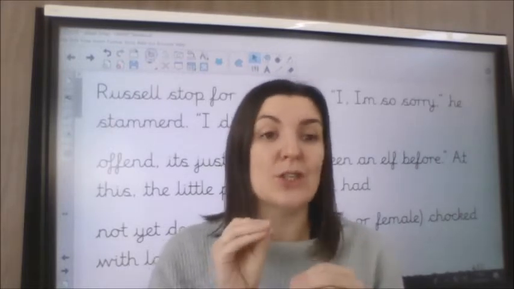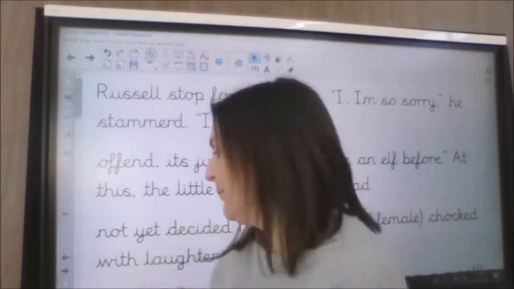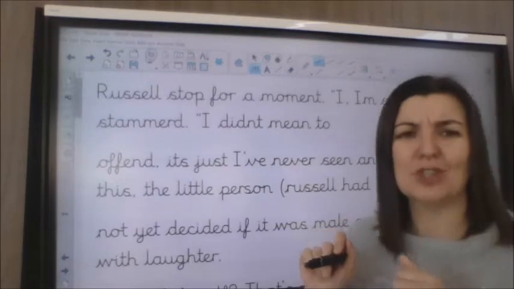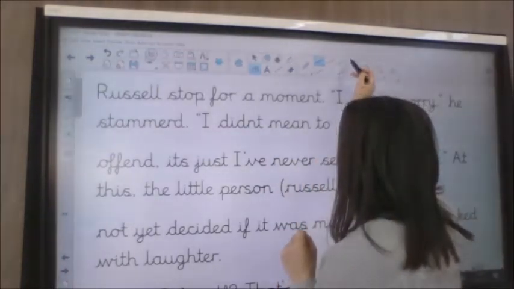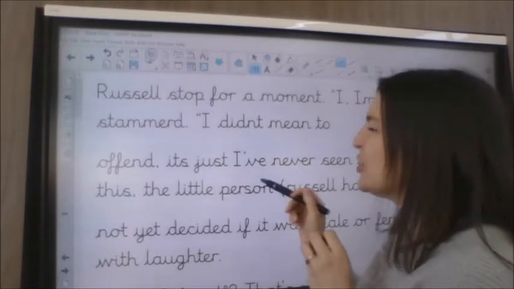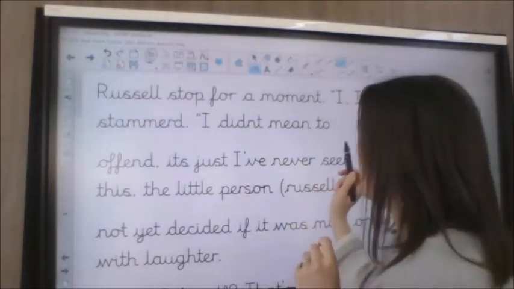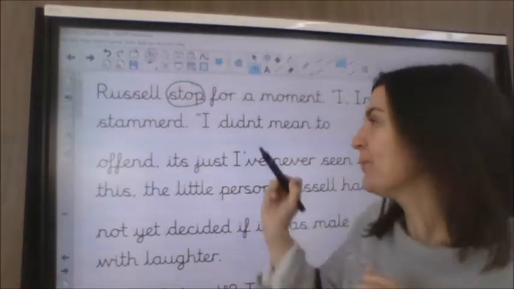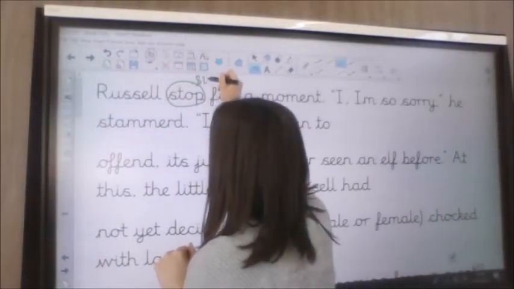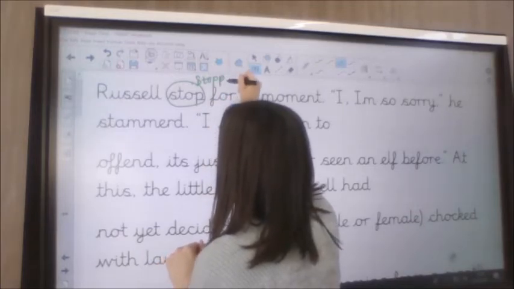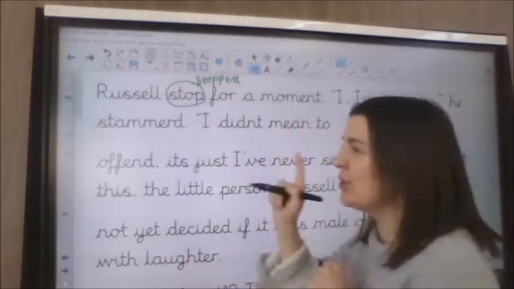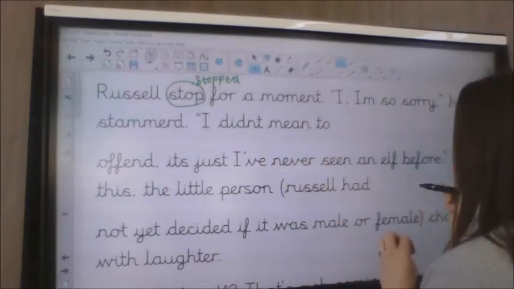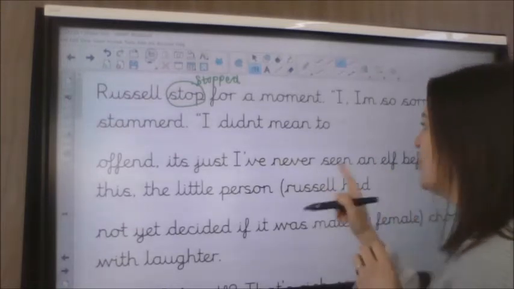So I need to read through each sentence really, really carefully. So I've got Russell stop for a moment. Oh, straight away that doesn't quite make sense. I'm going to use a different colour. So I've got to work out where it doesn't make sense. So Russell stop for a moment. It's the verb stop. So I'm going to circle that and I'm going to write above it the correction. So it should be stopped. Let me check it makes sense. So Russell stopped for a moment. That's much better. I'm so sorry, he stammered. I didn't mean to offend.